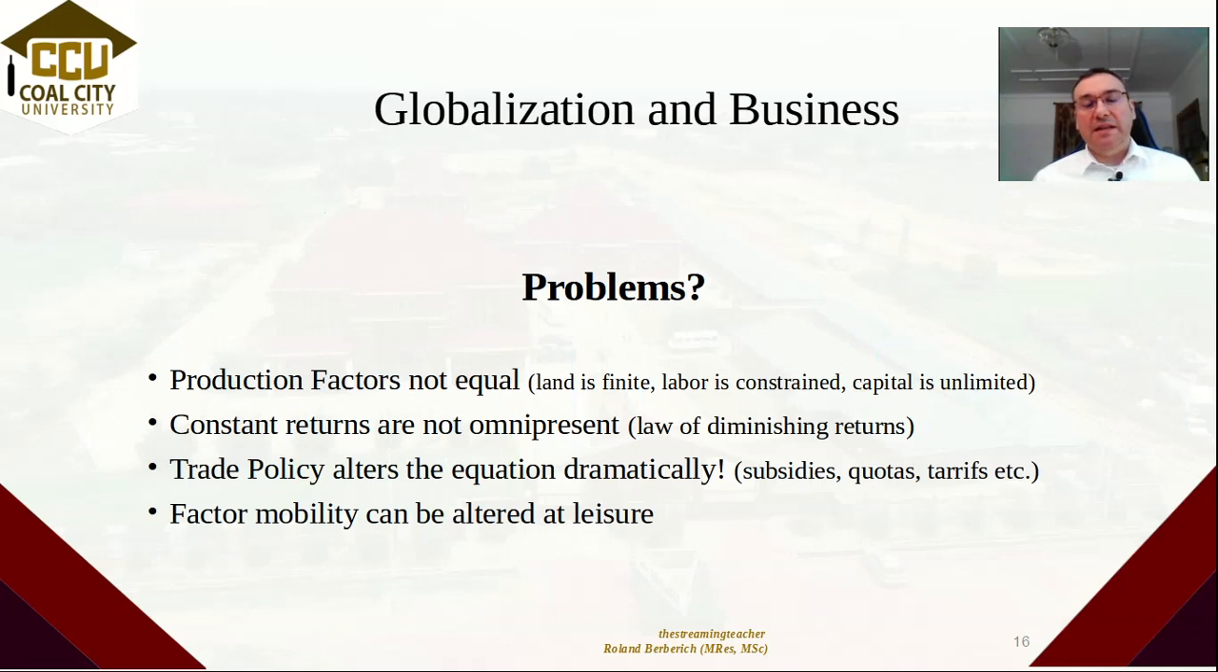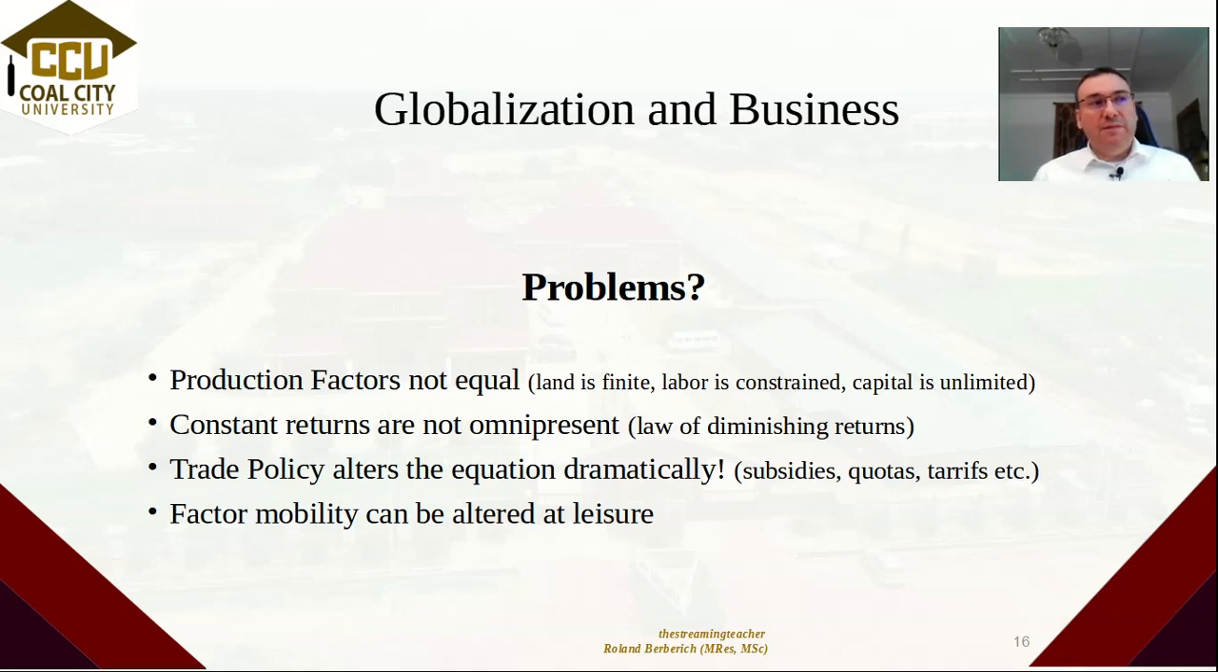Now, what are the problems of that? The problem is that, first of all, production factors are not equal, and the Ricardian model assumes they are. So, for example, land is finite. You cannot create more land out of thin air. Land is what it is. Labor is constrained. Yeah, you can't work more than 24 hours. You can't work more and harder than you do. The other thing is that capital is theoretically unlimited. So there is an advantage in capital-intensive production, and there is an extreme disadvantage for land and labor-constrained production.